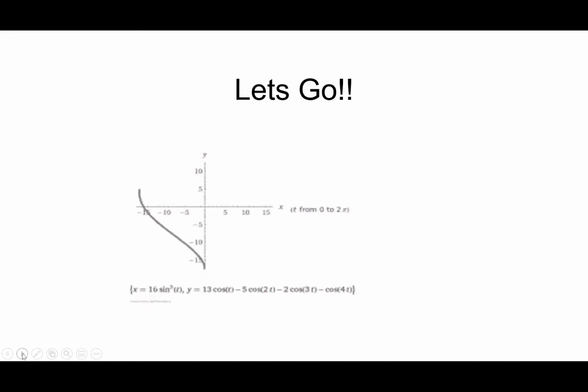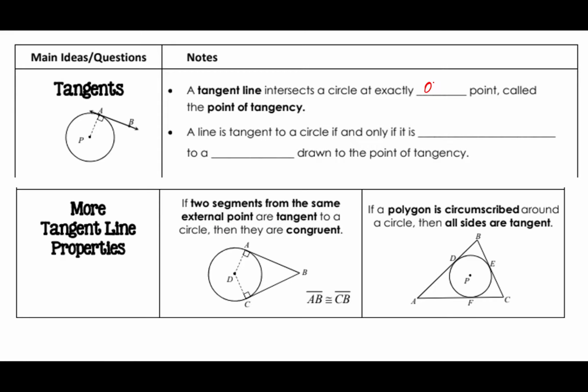We have a diagram of a circle right there, with one point called the point of tangency. A line is tangent to a circle if and only if it is perpendicular to a radius drawn to the point of tangency. If two segments from the same external point are tangent to a circle, then they are congruent. Very important thing right here.